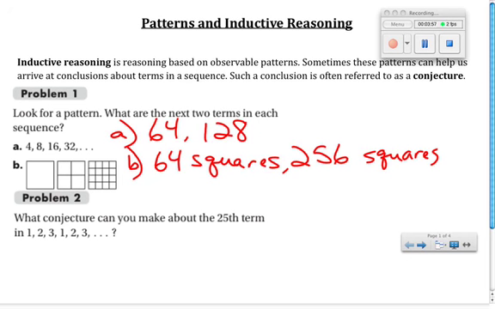Does anyone have a strategy? Wait, so are you saying how many? I don't understand what you're asking. What the problem is asking is what is the 25th term in this sequence? Notice that it's a repeating sequence. 1, 2, 3, 1, 2, 3, 1, 2, 3. What it's asking is what is the 25th term? Rather than write this out, let's come up with a strategy. Can you think of a strategy?